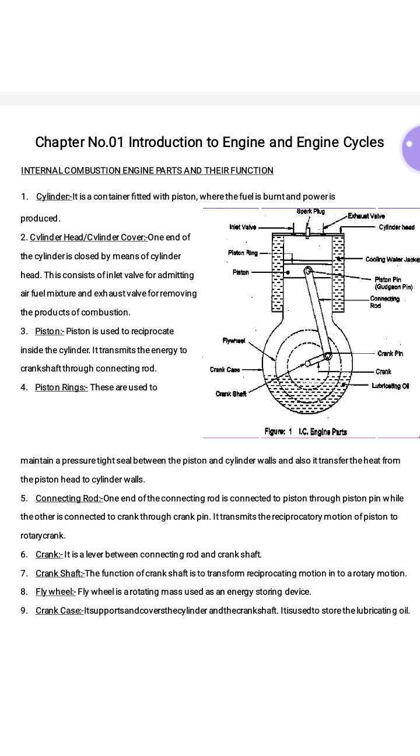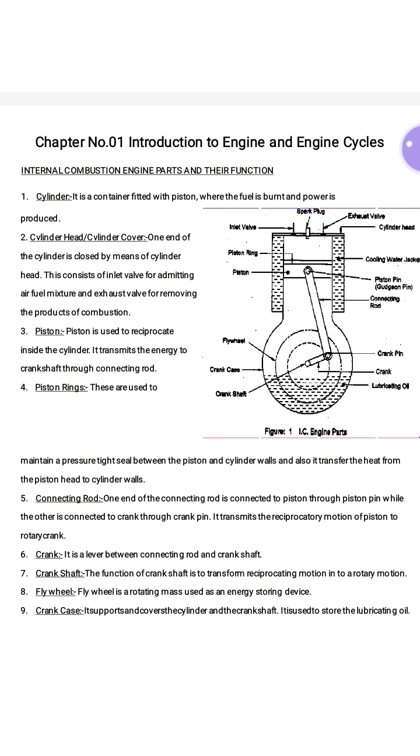Next is the cylinder head. The cylinder head is also called the cylinder cover. The top end of the cylinder is closed by means of the cylinder head. This cylinder head provides space for accommodation of the inlet valve, the exhaust valve, and the spark plug in the case of an SI engine, and the fuel injector in the case of a CI engine.